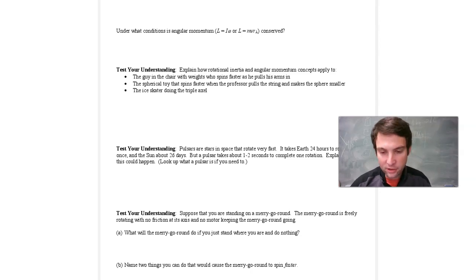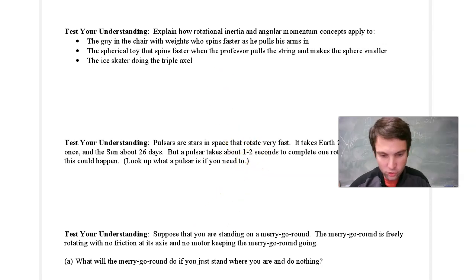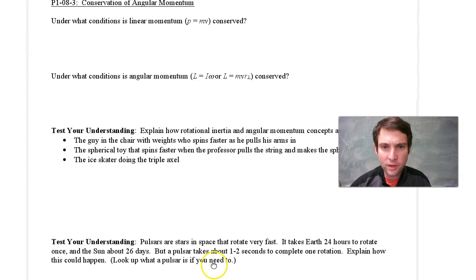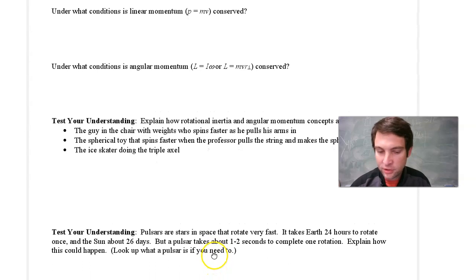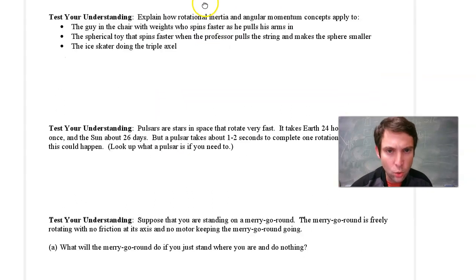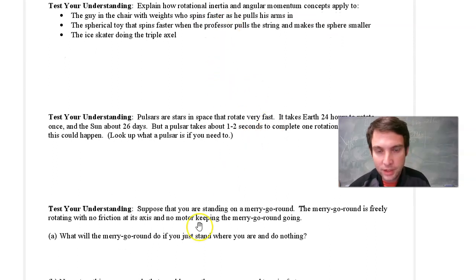On to conservation of angular momentum and some informational practice. First of all, under what conditions is angular momentum conserved? Angular momentum is always conserved as long as... linear momentum. Linear momentum is always conserved if there are no external forces acting on the system. Under what conditions is angular momentum conserved? Angular momentum is conserved as long as there's no torques acting on the system.